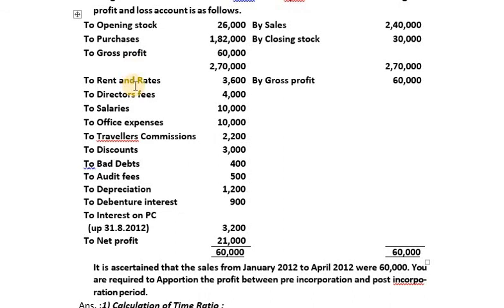Rent and rates, fixed expense, time ratio. Directors fees, only for post-incorporation. Salaries, fixed expense, time ratio. Office expenses, fixed expense, time ratio. Travelers commission, selling expense, sales ratio. Discount, selling expense, sales ratio. Bad debts, selling expense, sales ratio. Audit fees, post-incorporation. Depreciation, fixed expense, time ratio. Debenture interest, post-incorporation. Interest on PC, revised time ratio.